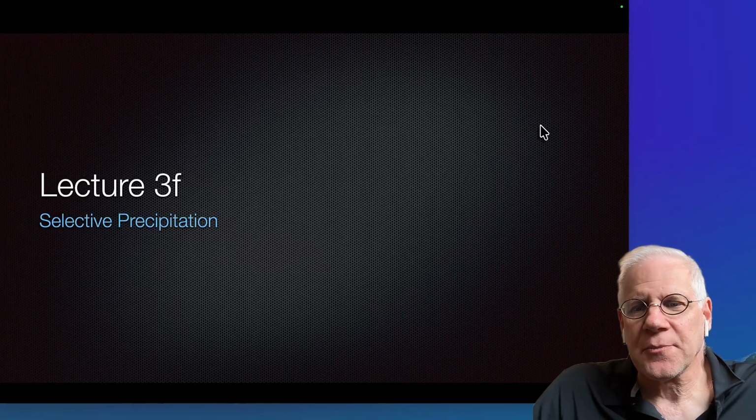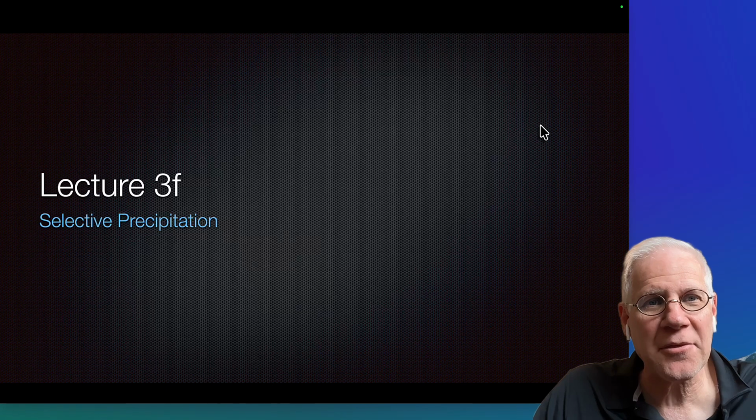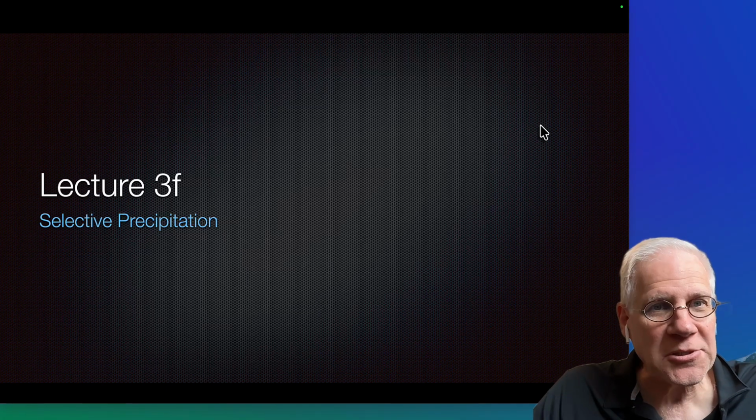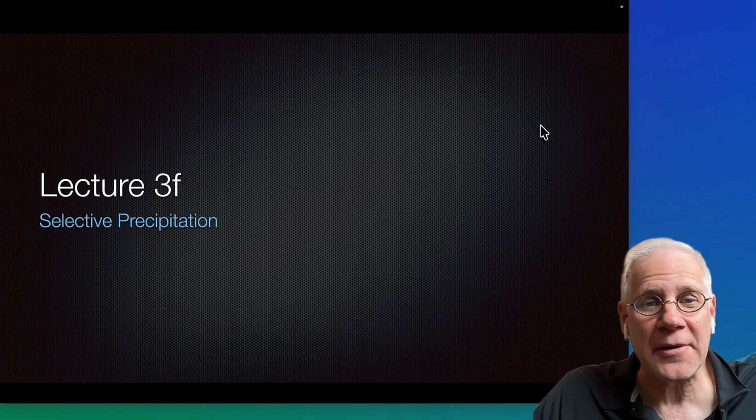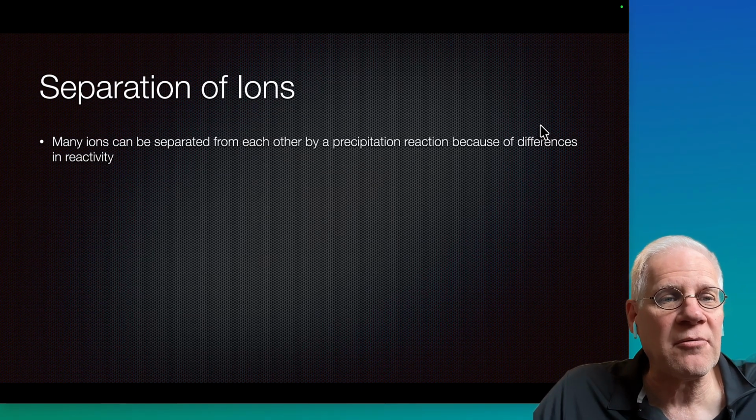So lecture 3F involves a concept called selective precipitation. And the math of it is a little bit weird, but once you get the hang of it, hopefully you'll find it actually pretty cool. So let's take a look at separation of ions.